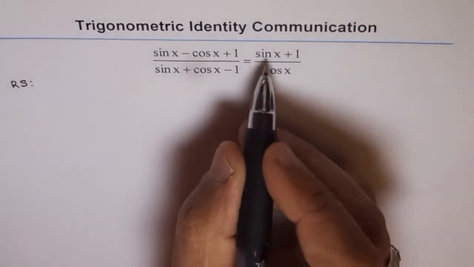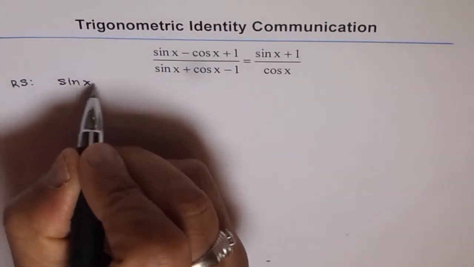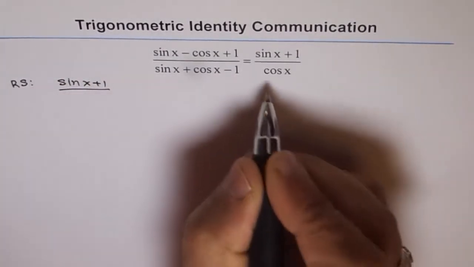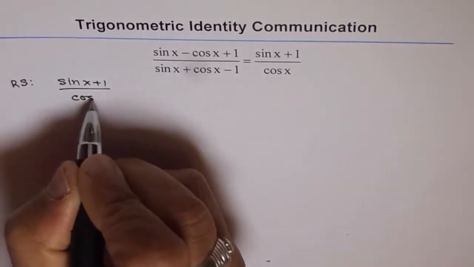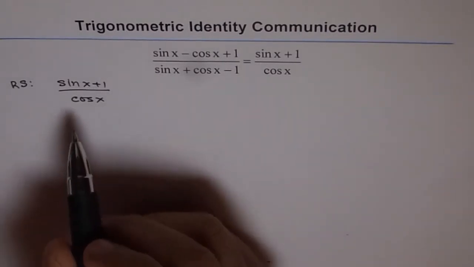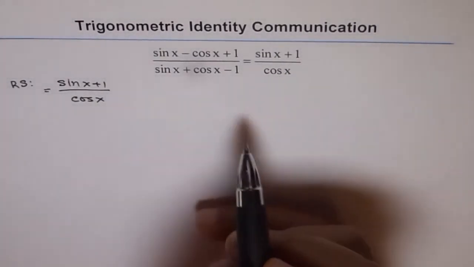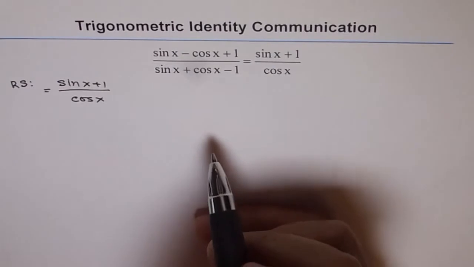The right side is sin x plus 1 divided by cos x. So contrary to what we had been doing, I'm starting from a simpler side and getting to a complicated side. This approach also works. I'm just trying to show you that part here. So the right side for us is sin x plus 1 divided by cos x. We want to make it more complicated.